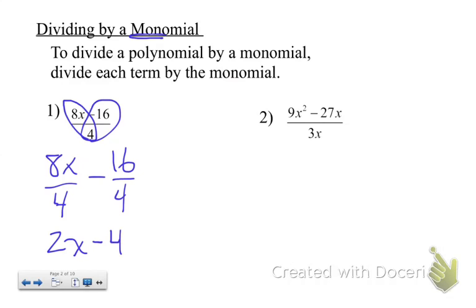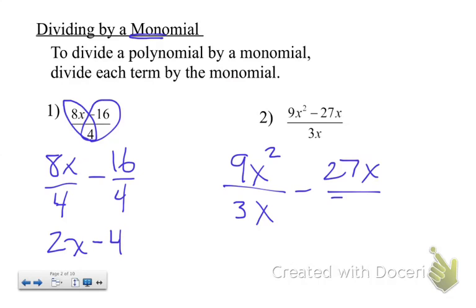Number 2, 3x goes into 9x squared and 27x. And you're left with 3x and 9. So remember, division is the opposite of multiplication.